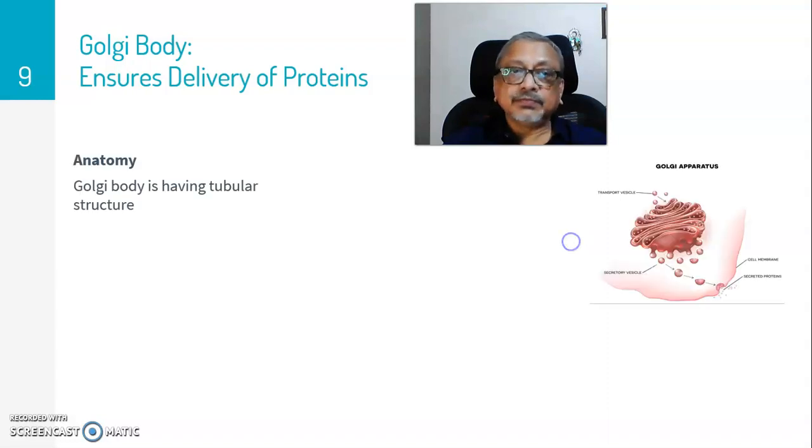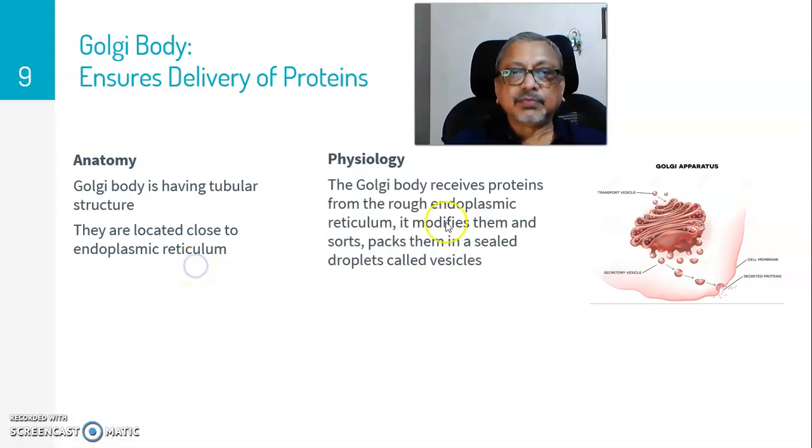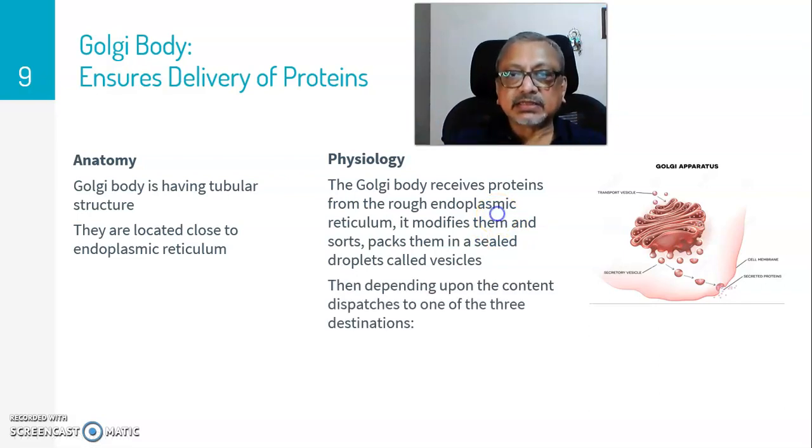G, Golgi body. The Golgi body has a tubular structure and is located very close to the rough endoplasmic reticulum. The Golgi body receives the protein from the rough endoplasmic reticulum and then modifies, sorts and packs it in sealed droplets which are called vesicles. Then they can deliver it depending upon its destination.